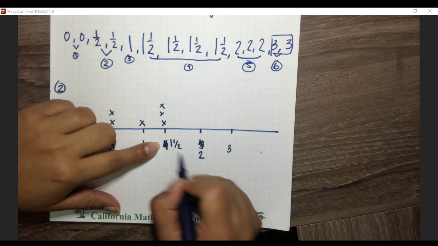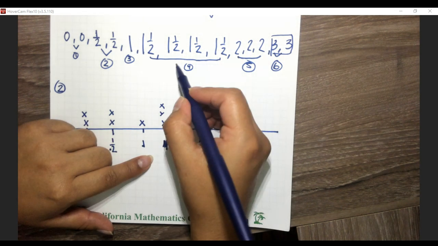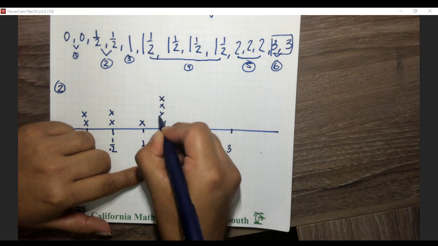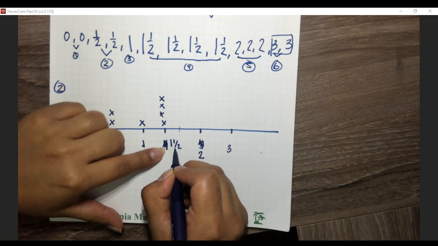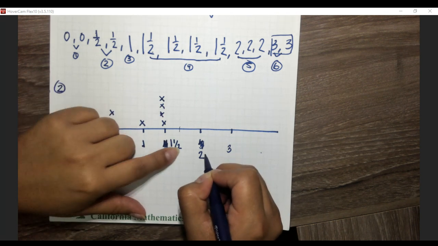So we were here at the 1.5, and there's, oops, I miscounted, 1, 2, 3, there's 4 students that read an hour and a half during the school day, so we have to put 4 little cross marks here. Now we move on to the 2.